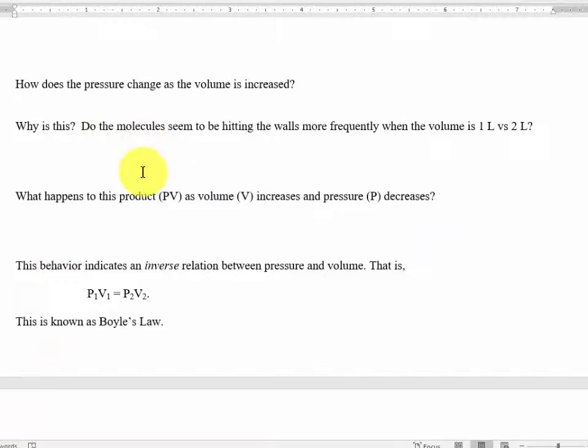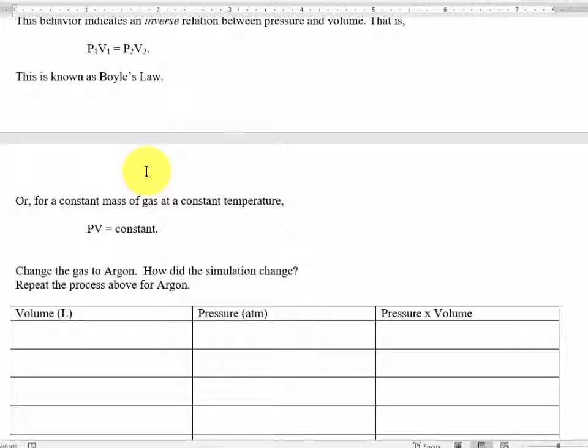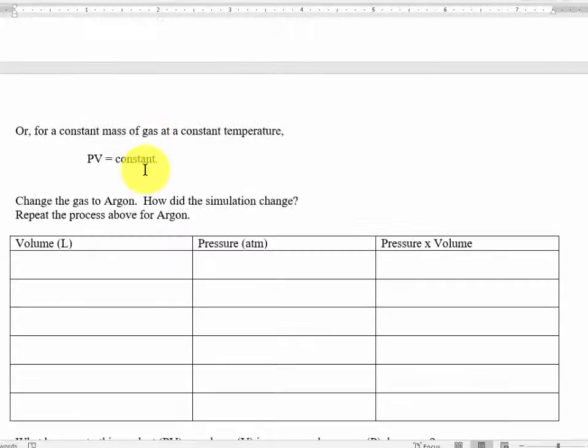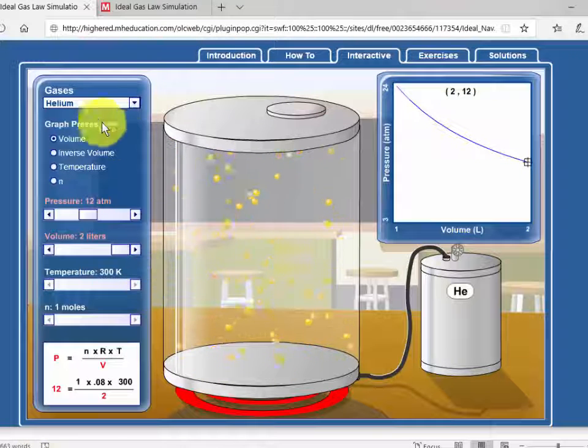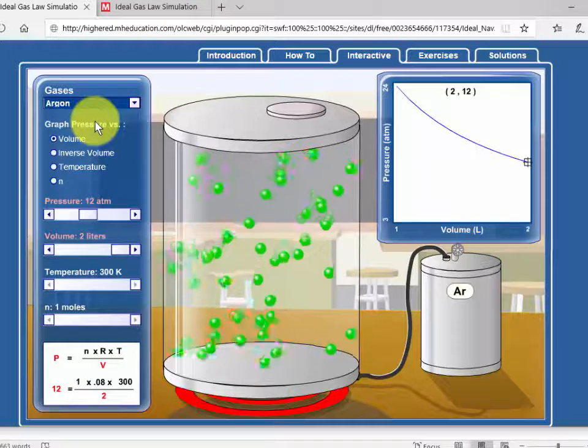Some questions for you to answer, and this is the simulation. Of course, Boyle's law works. What it now says to do is to change the gas to argon and repeat the process. I'm going to do it backwards, but you can do it forward if you want. So let's go ahead and change the gas to argon.